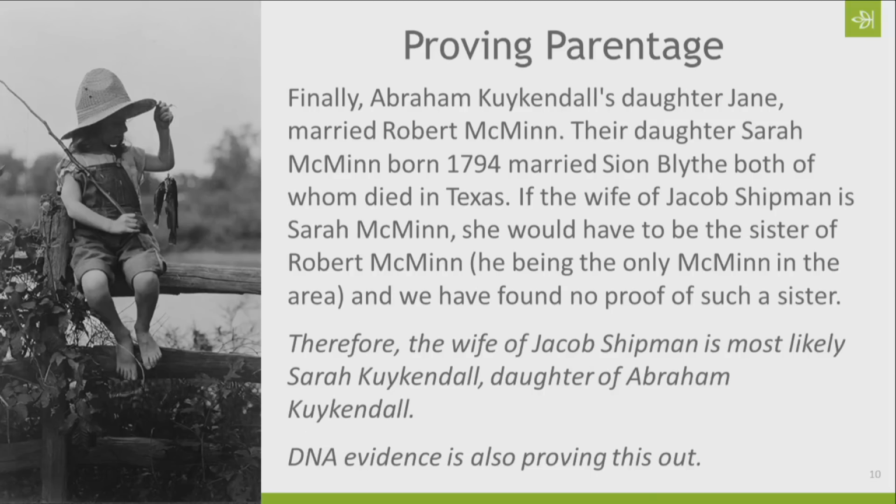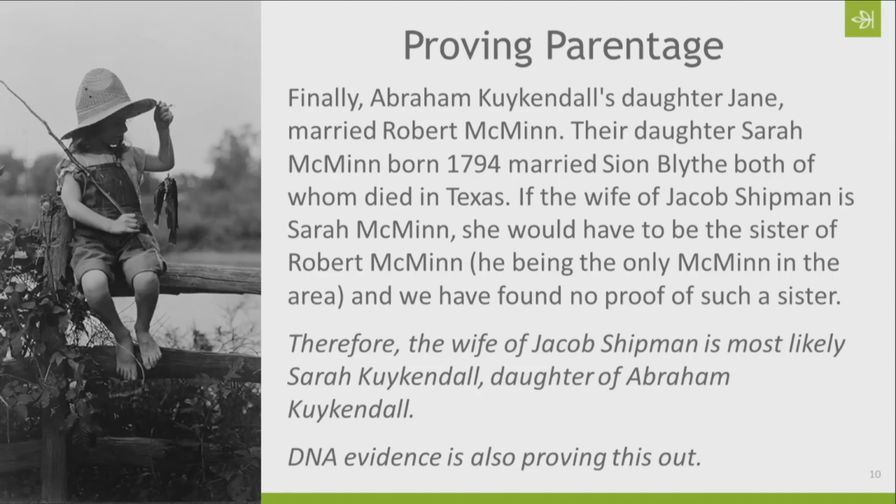And then finally, Abraham Kuykendall's daughter Jane married a man named Robert McMinn. And Robert McMinn is the only McMinn in the area. And their daughter Sarah, we can track her. She married a Scion Blythe. They moved to Texas. Okay?